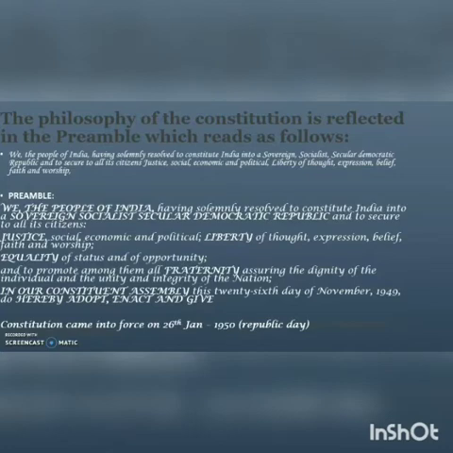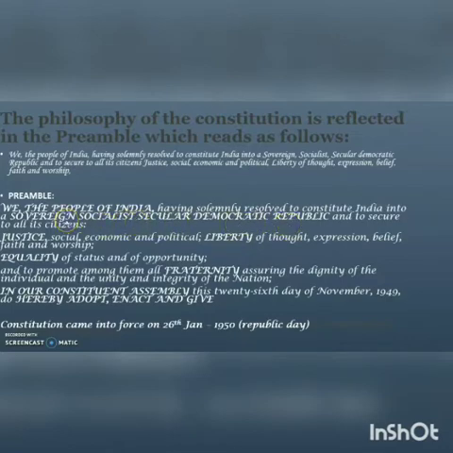Preamble is nothing but the introduction to the constitution. Preamble explains the aims and objectives of the constitution. So what does our preamble say? Our preamble says very clearly that we, the people of India, have solemnly resolved to constitute India as a sovereign, socialist, secular, democratic republic.